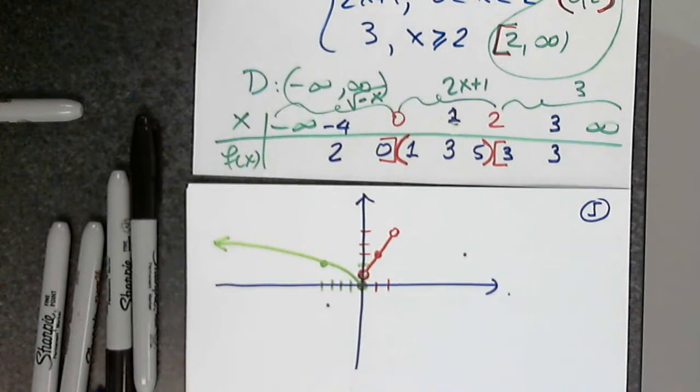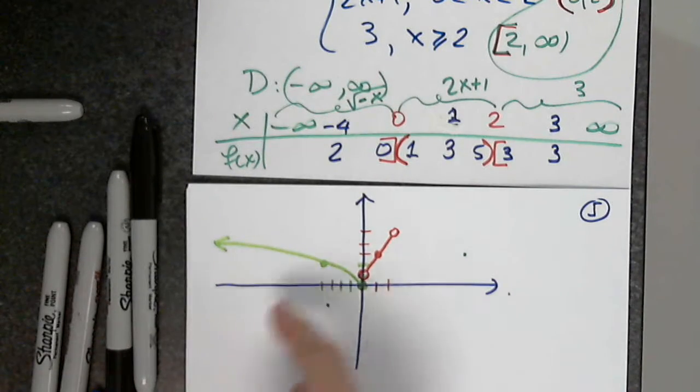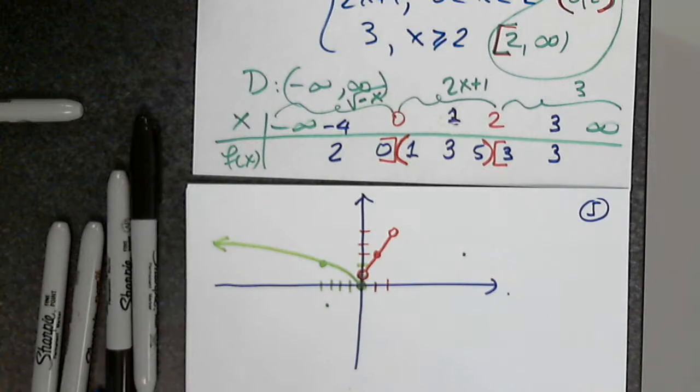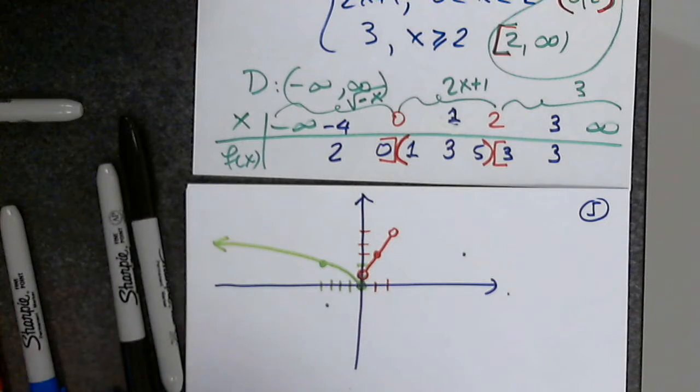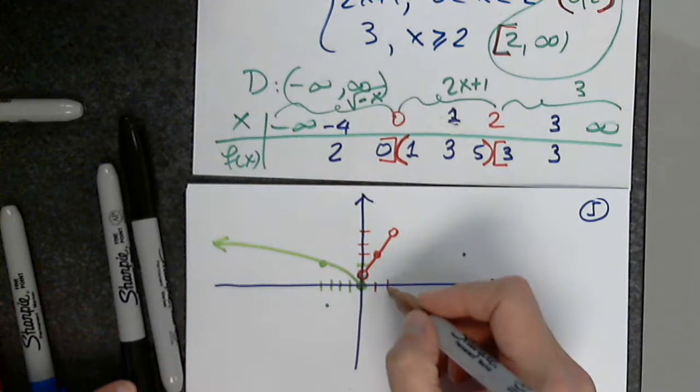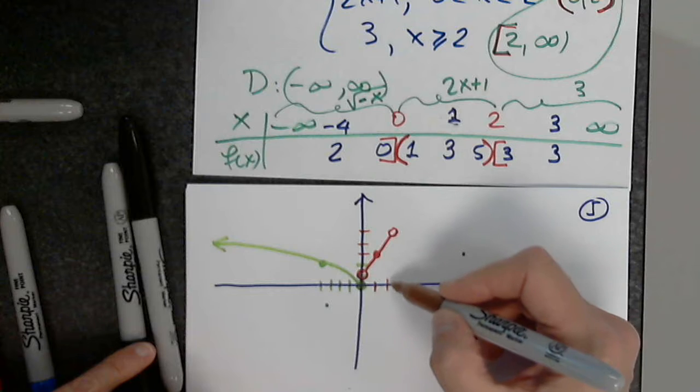Notice that you cannot extend the green to the right or the red to the left or to the right. That's why I'm using different colors. It doesn't mean it's a different function. It's just one function. And the last portion, these are 3 to 2 with a closed circle. So yeah, I went a little bit too far.